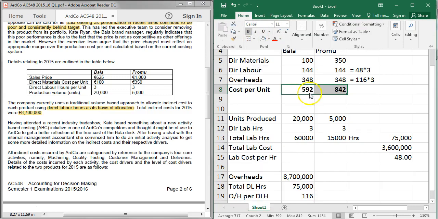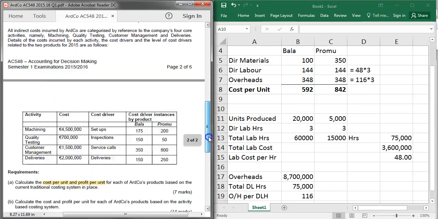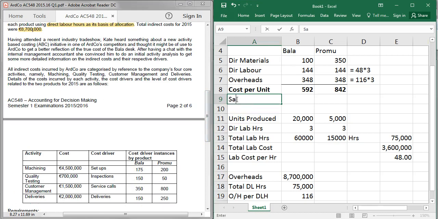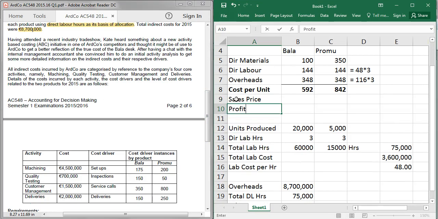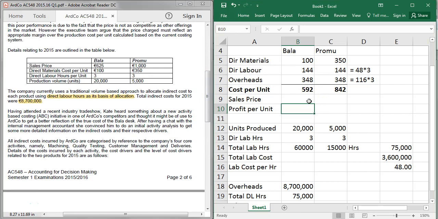So just put a border there. So 592 and 842. And remember, not only are you asked for the cost, if you come down, you're also asked for the profit per unit. So for the profit per unit, you get your sales price, and I'll just leave a space. You're told in the table of information, you sell Bala for 625, and you sell Promo for 1,000.